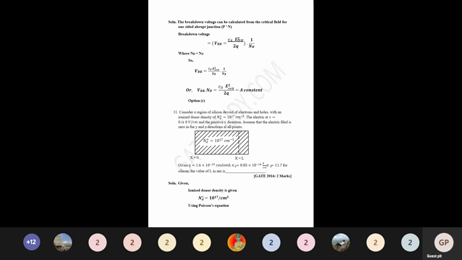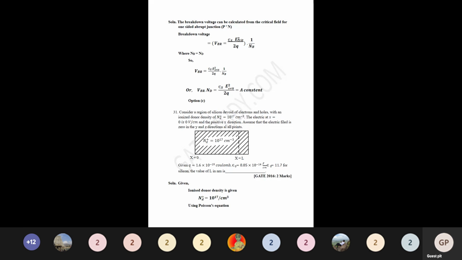Consider a region of a silicon diode of electrons and holes with an ionized donor density of Nd plus equal to 10 to the power 17 per centimeter cube. The electric field at x equal to 0 is 0 volt per centimeter in the positive x direction. Assume that the electric field is 0 in the y and z direction at all points. Given Q is equal to 1.6 into 10 to the power minus 19 coulomb, epsilon naught is equal to 8.85 into 10 to the power minus 14 per cm, and the relative permittivity is 11.7 for silicon.